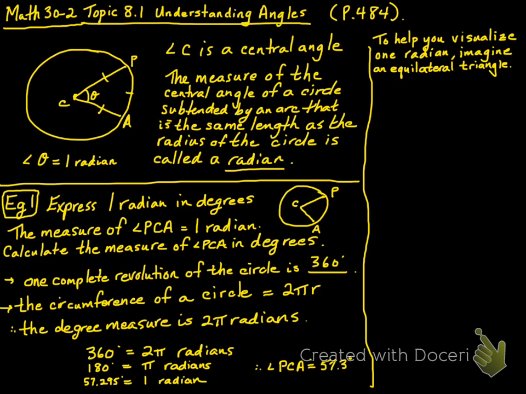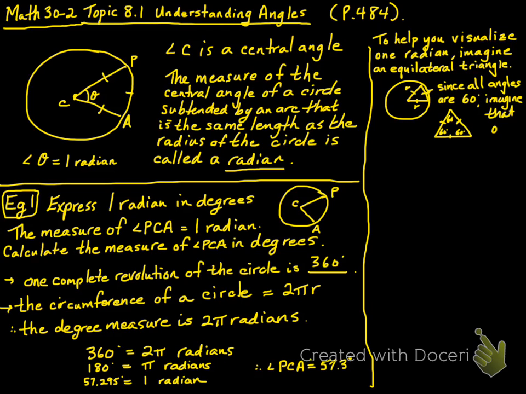So to help you visualize 1 radian, imagine an equilateral triangle in a circle, and since all the angles are 60 degrees, we have 60, 60, and 60. And if it extended right out to the edge, that third side, if we imagine that just fudging out to be the length of the arc, is about 60 degrees. So for our purposes, we're going to say 1 radian is about 60 degrees.